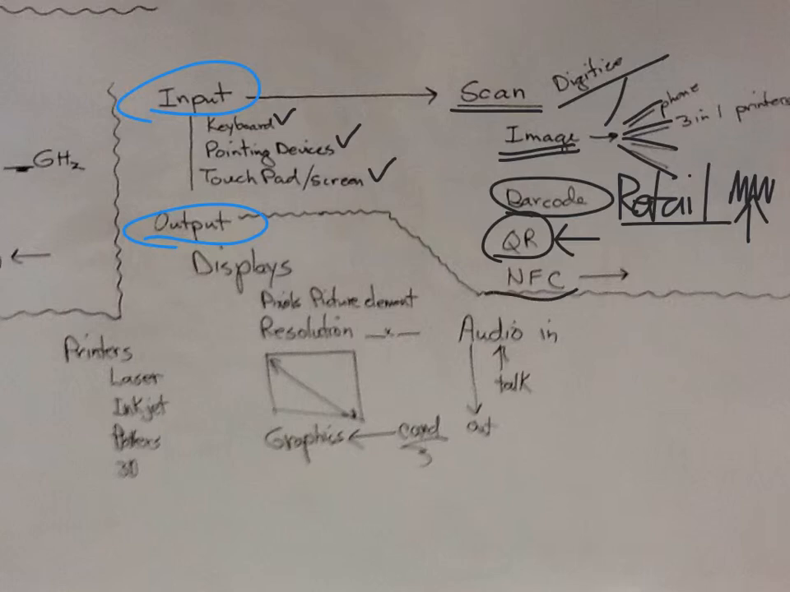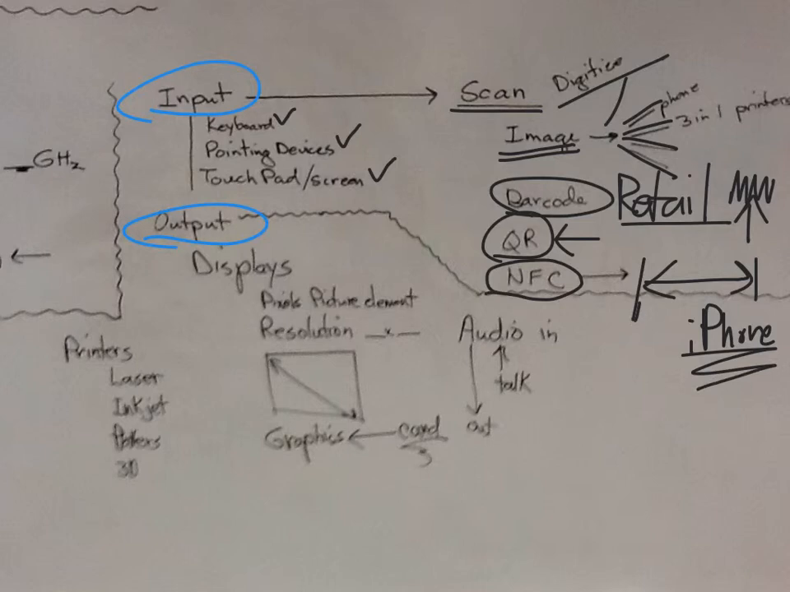We have near-field communications, where they can read at short distance. For example, I believe the iPhone, might have to check on that, the iPhone uses that to do their pay through the phone. A lot of other places are starting to use that. So we have all these ways in which we can get information in.